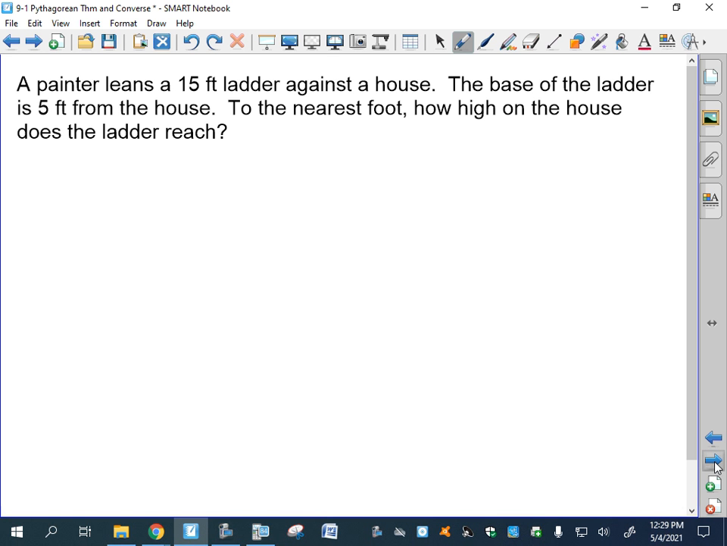So our problem says a painter leans a 15-foot ladder against a house. The base of the ladder is 5 foot from the house. To the nearest foot, how high on the house does the ladder reach?